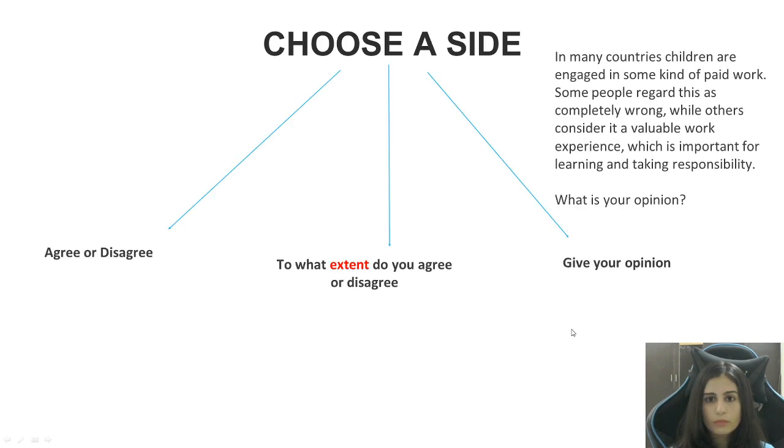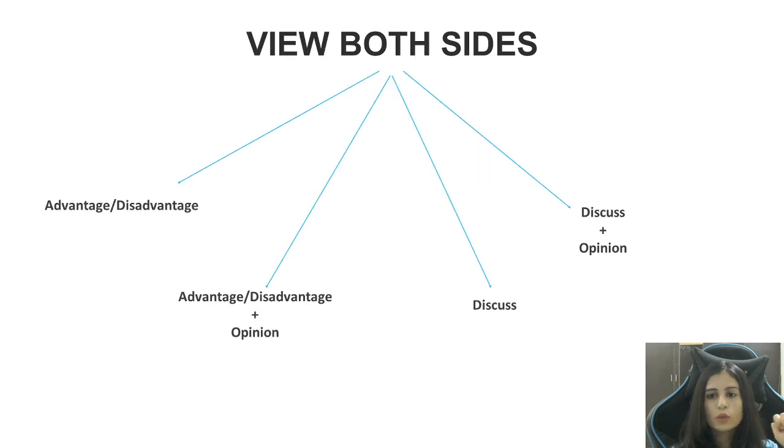So choose a side had three subtypes: agree or disagree, to what extent do you agree or disagree, and give your opinion. These have been already discussed, and unfortunately, I guess the agree or disagree video is missing. So I'm so sorry about that. There's some bug, but we'll try to fix it. So this is what we have already gone through, and then view both sides is what we were taking up for the last few sessions.